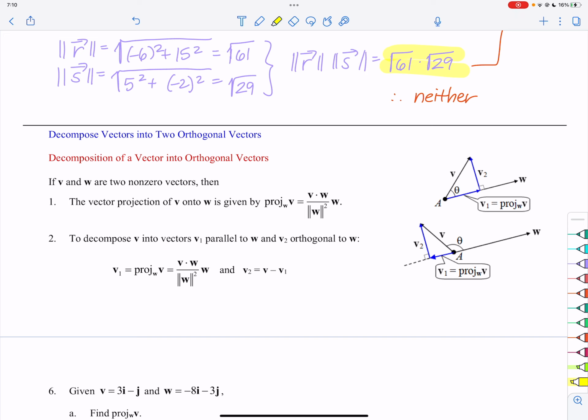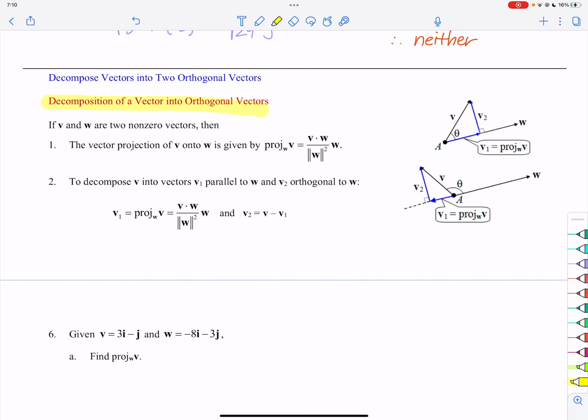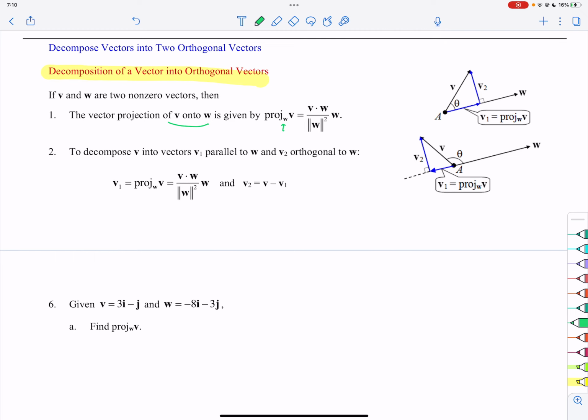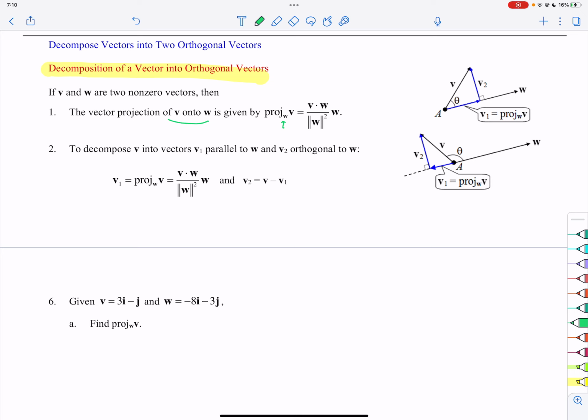Okay, we're going to learn now how to decompose vectors into two orthogonal vectors. So if V and W are two non-zero vectors, then the vector projection of V onto W is given by, and as you can see, it's going to look like this. The projection of V onto W is equal to the dot product of V and W divided by the magnitude of W squared multiplied by vector W. Now, to decompose vector V into vectors V1 parallel to W and V2 orthogonal to W, we will use these two formulas. Okay?